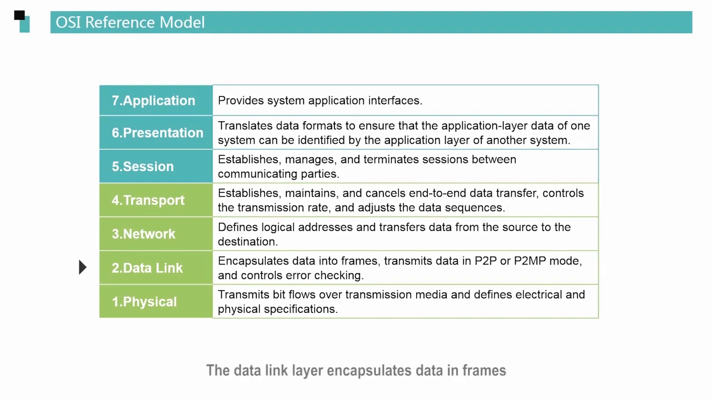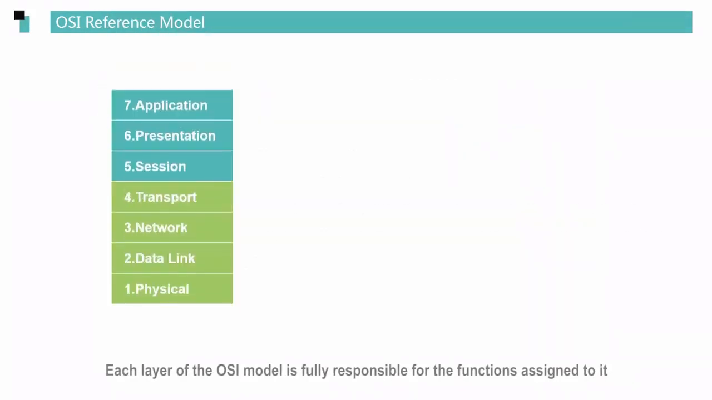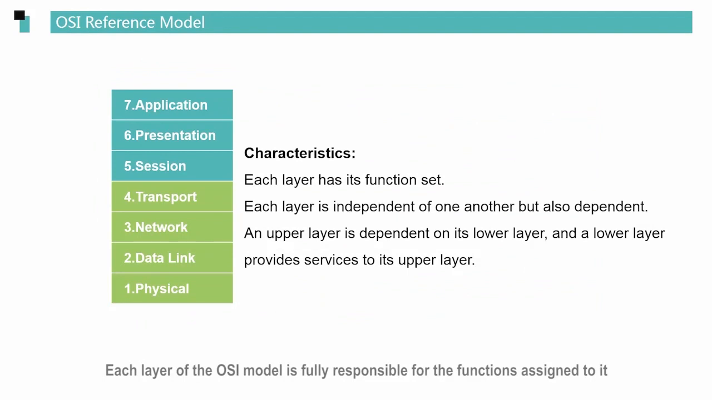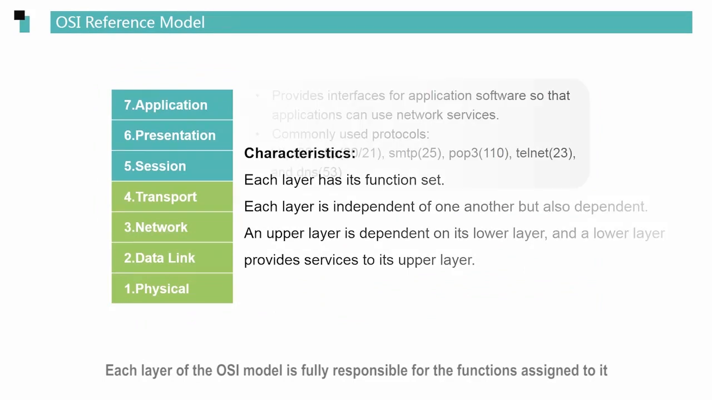The data link layer encapsulates data in frames, transmits it between individual nodes, performs error checks, and provides layer 2 addressing. Finally, at the physical layer, data is transmitted in bit flows over twisted pair cables, optical fibers, or other media. Each layer of the OSI model is fully responsible for the functions assigned to it, but upper layers are dependent on lower layers, and lower layers provide services to upper layers.